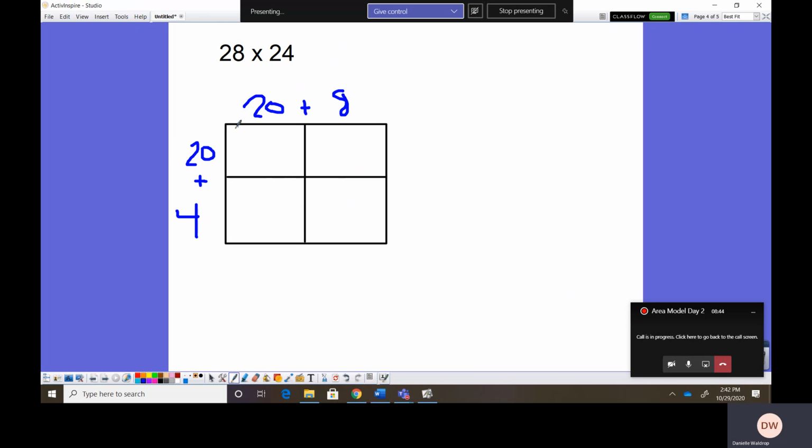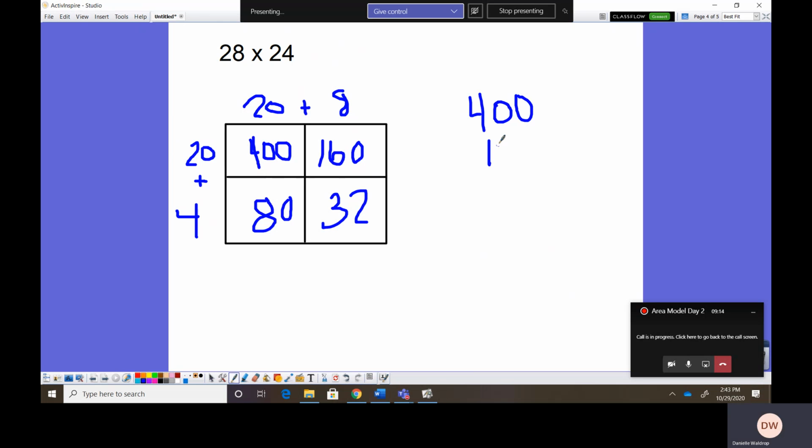All right, so in each individual box, 20 times 20, 2 times 2 is 4. I had 2 zeros, so that was 400. 8 times 20, well, I know 8 times 2 is 16. There's 1 zero, so if I add that extra 0, makes it 160. 20 times 4, so 2 times 4 is 8, and I know I have 1 zero, so that makes that 80. 8 times 4 I know is 32. When you stacked them and added them, 400 plus 160 plus 80 plus 32.